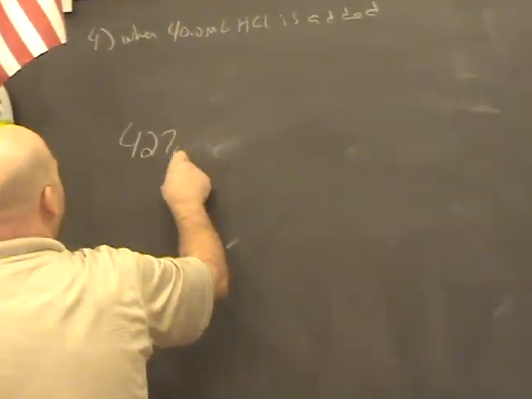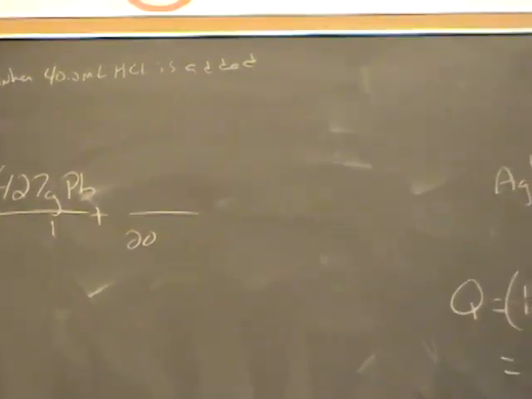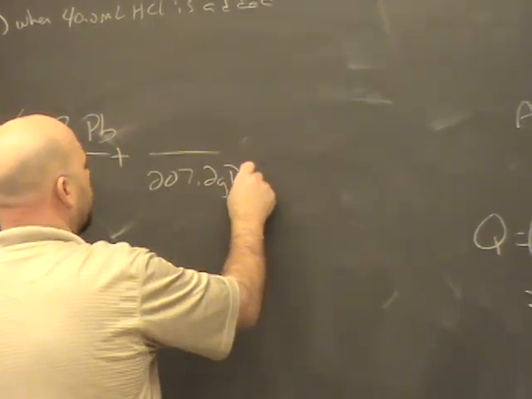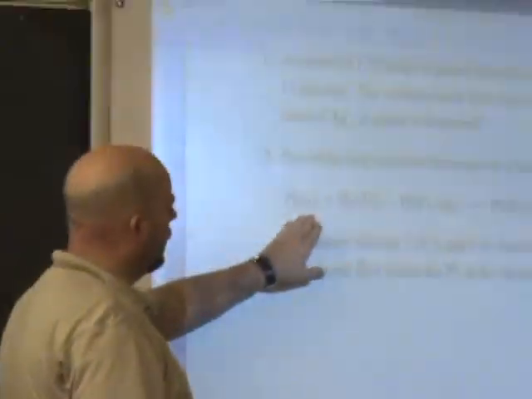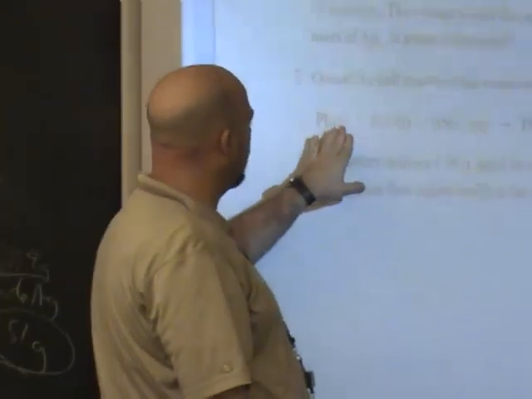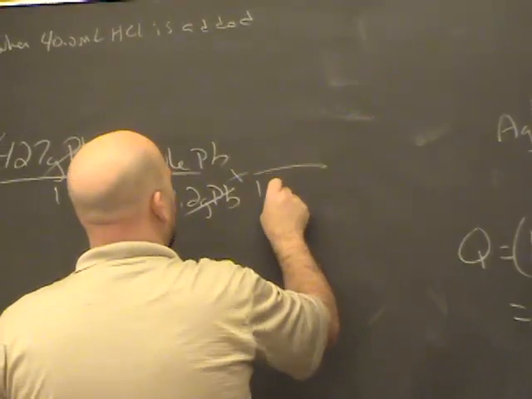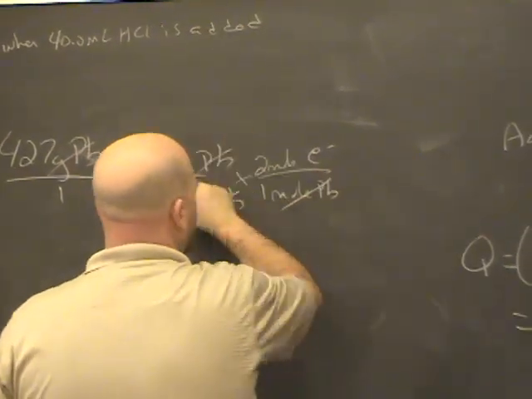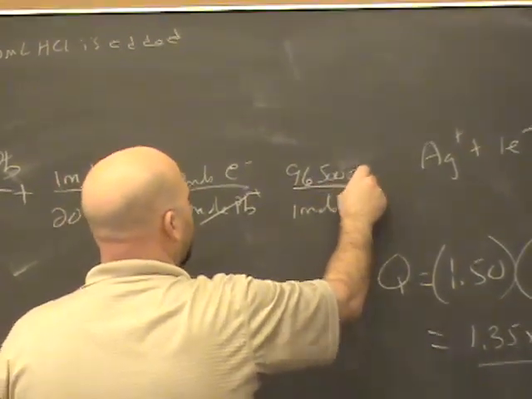If there are 427 grams of lead, there are 207.2 grams of lead for 1 mole of lead, from the periodic table. So this would tell me how many moles of lead would have to be used up. For every 1 mole of lead that I use up, it loses how many electrons? 2 moles of electrons. So 1 mole of lead uses up 2 moles of electrons. And every 1 mole of electrons requires 96,500 coulombs.